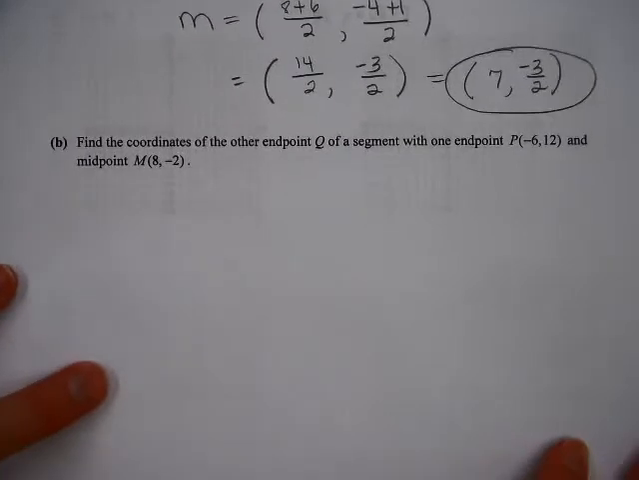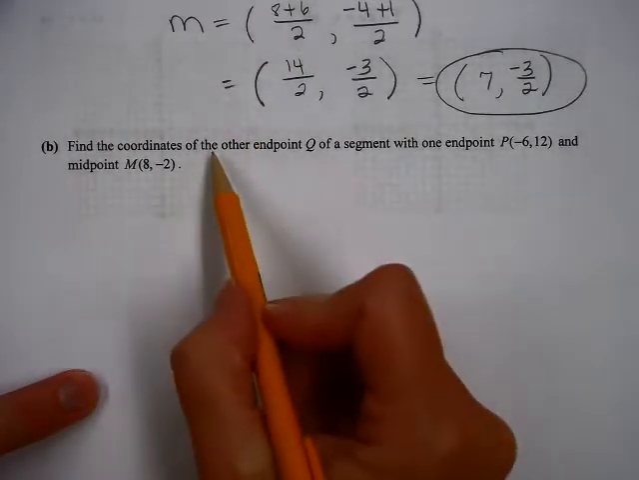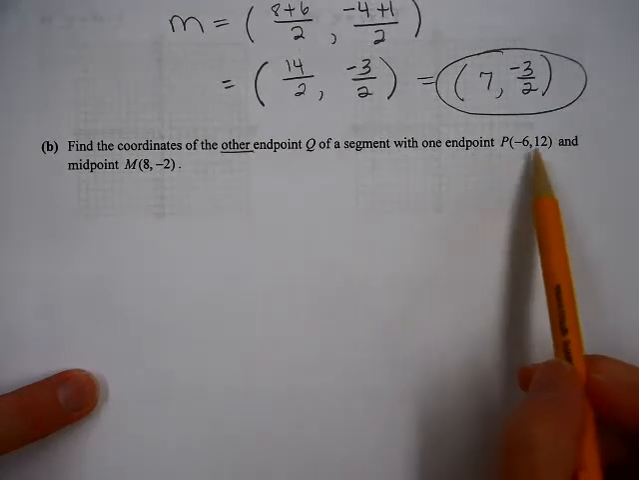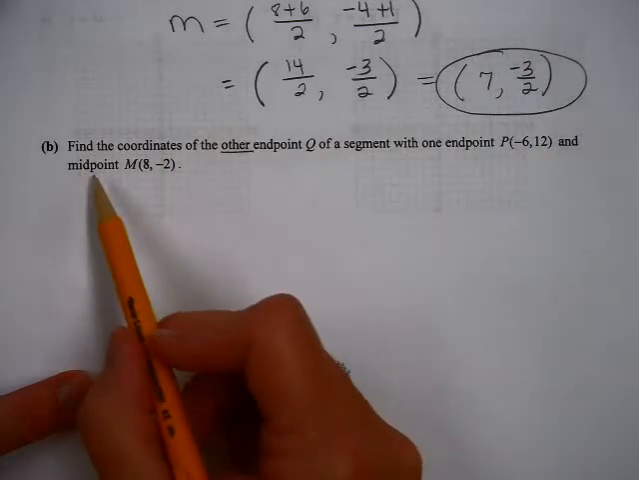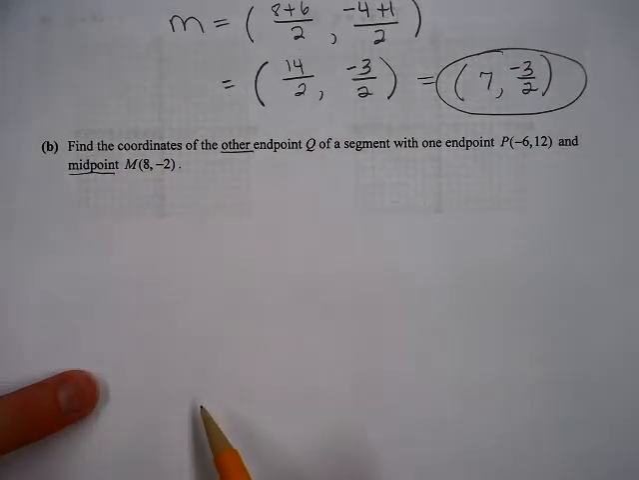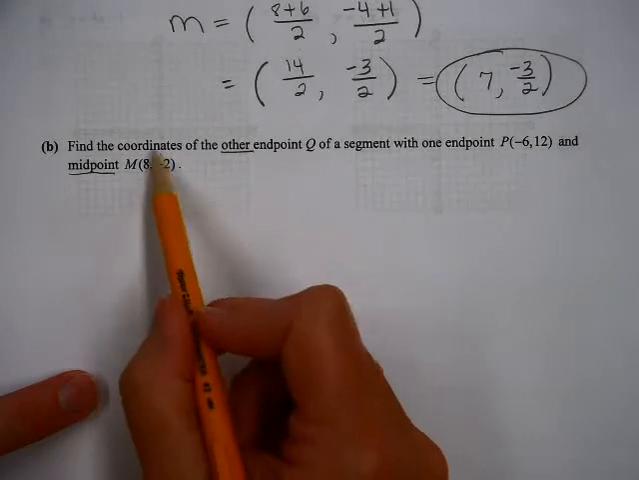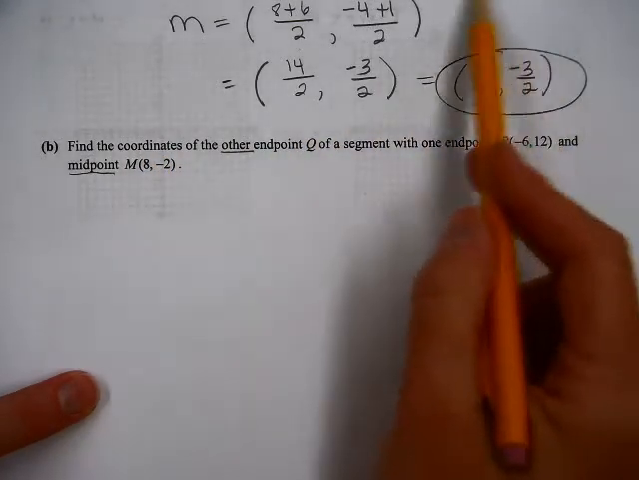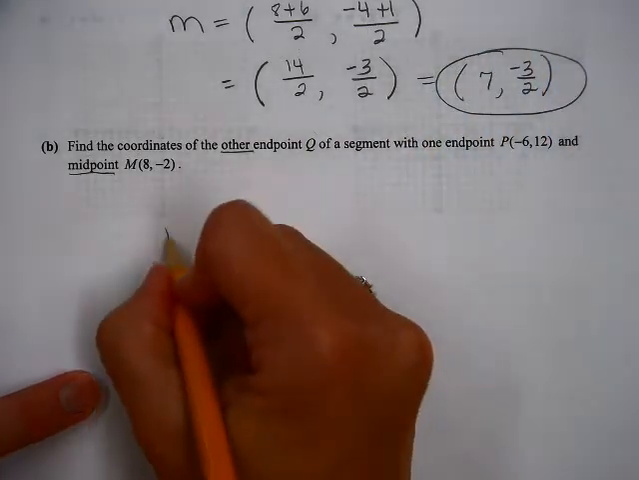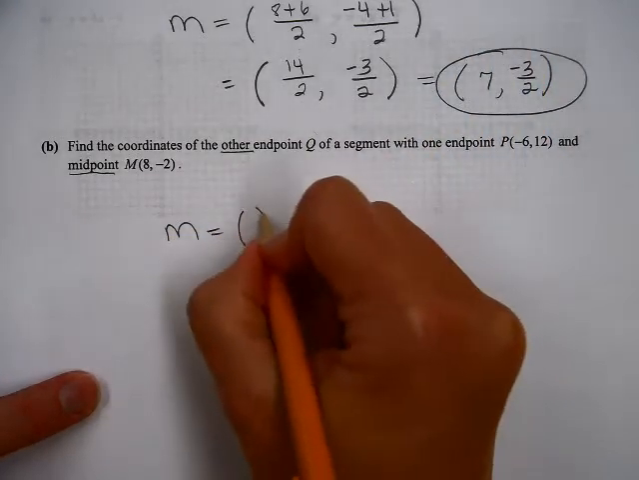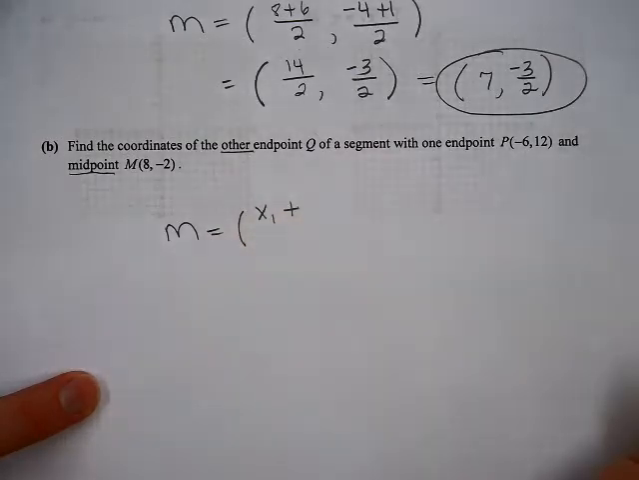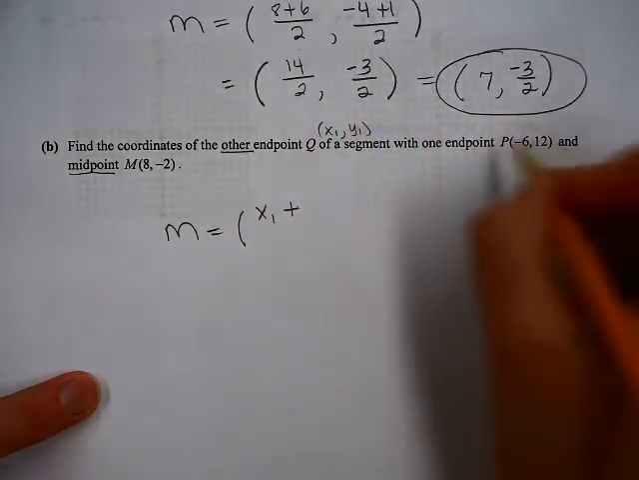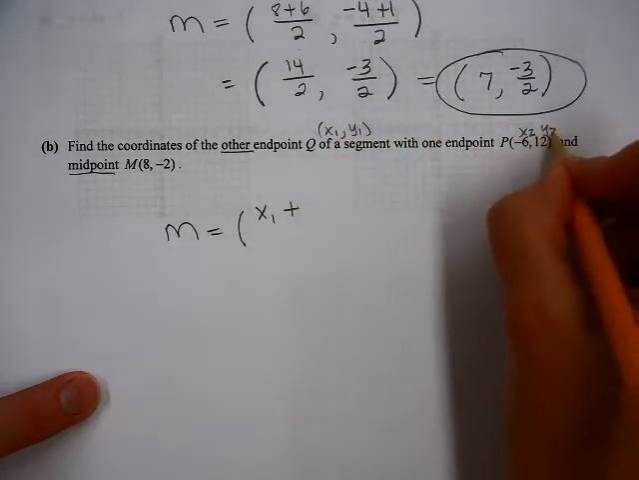Let's look at the next example. Find the coordinates of the other endpoint Q of a segment with one endpoint P(-6, 12) and midpoint (8, -2). So this problem is giving us the midpoint, wanting us to find one of the two points. So again, midpoint equals (x1 plus x2)/2. We'll let Q be x1 and y1. P is going to be our x2, y2.